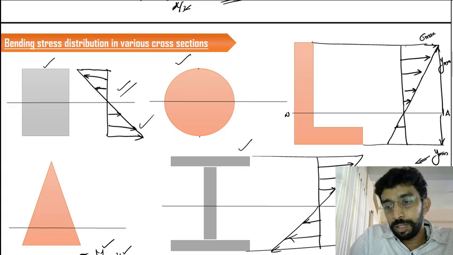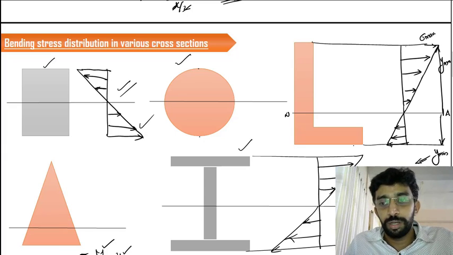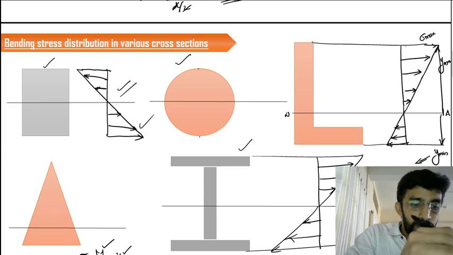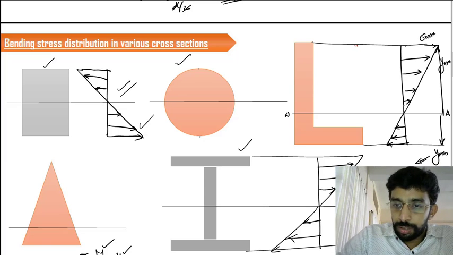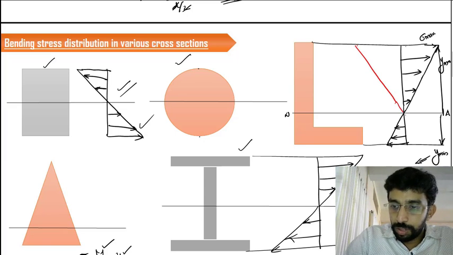Here the bending distribution is not symmetric because the cross section is not symmetric. It can also take a variation like this. From here also it can vary like this.